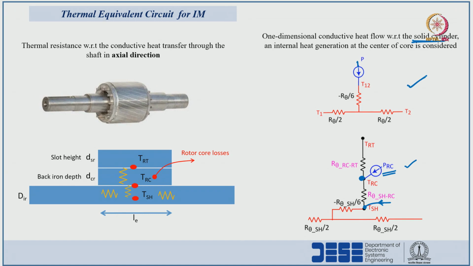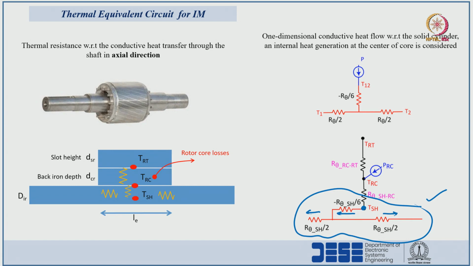for a solid cylinder the heat generating source is at the center point, so we can utilize this T type of building block. If we incorporate that T type of thermal equivalent circuit building block into the stator rotor shaft circuit, it will be in this form. From the midpoint of the shaft in the axial direction, this is how the heat is transferring. This is the shaft resistance, and these are also shaft resistance terms with some magnitudes.